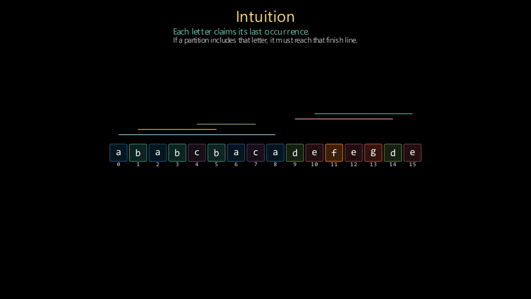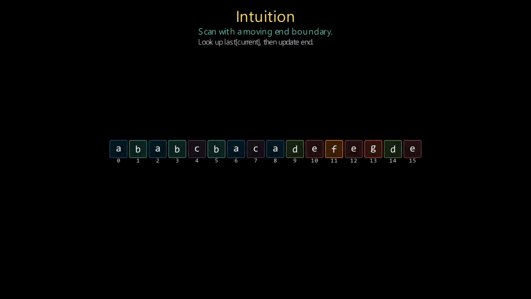First, pre-compute finish lines. On this shorter input, A ends at index 8, B at 5, and C at 7. Later, D ends at 14, E at 15, F at 11, and G at 13. Now scan from left to right, using the finish lines we just computed. For each character, look up its last index, then update end.